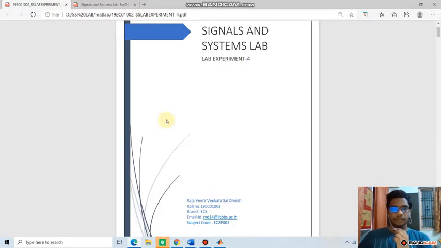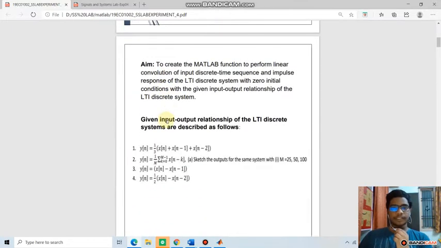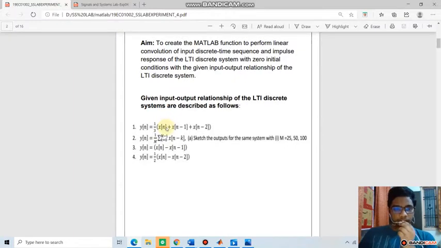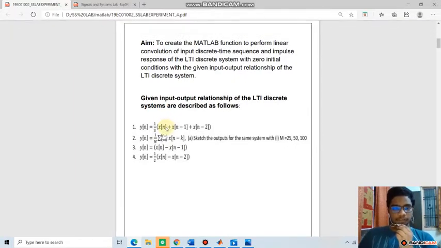Today we will be discussing lab experiment 4. In this experiment, we will create a MATLAB function to perform linear convolution of an input discrete time sequence and the impulse response of a linear time invariant discrete system with zero initial conditions, with the given input-output relationship of the linear time invariant discrete systems. Here we are given four input-output relationships of the linear time invariant systems.